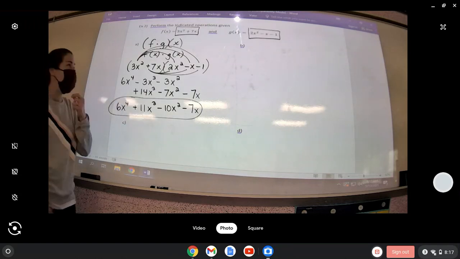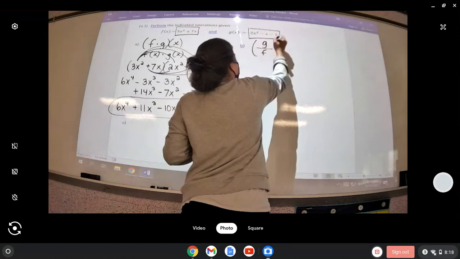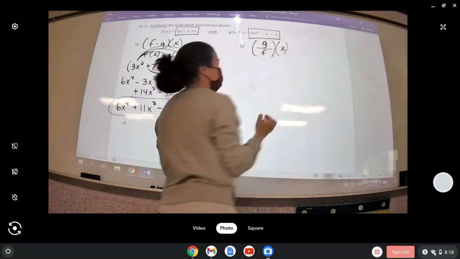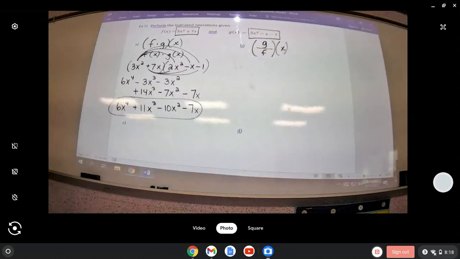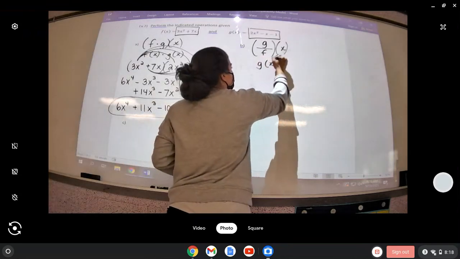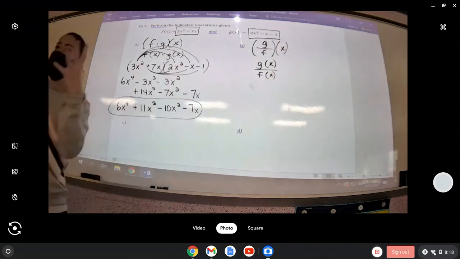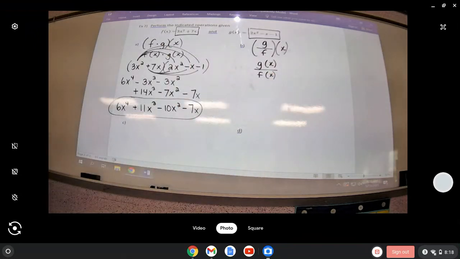Now I want you guys to take g and divide it by f of x. So order matters. Now I've asked you to take the g of x function and divide it by the f of x function. So you're basically going to make your fraction, try to factor, and see if you can get any factors on top and bottom to cancel.